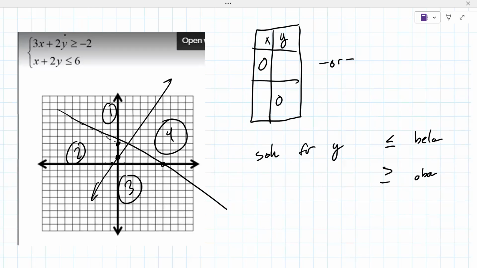It would be in the second region. You seem uncertain about that. But yes, that then is correct. If I take a point like (-1, 3), so -3 plus 6 is greater than -2, yes. And then -1 plus 6 is less than or equal to 6, yes. So yes, it does work.